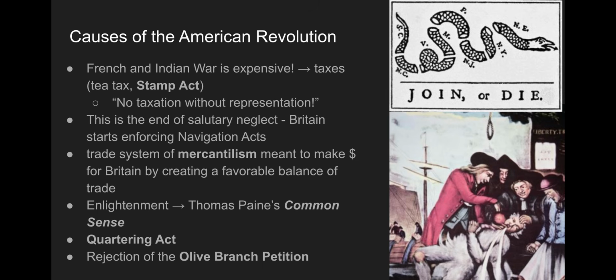They're upset about the Quartering Act, which allows the British redcoats in the cities to demand housing and food from some of the townspeople. We're mad about that.